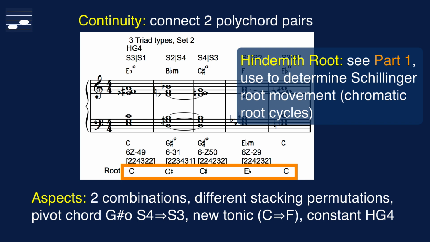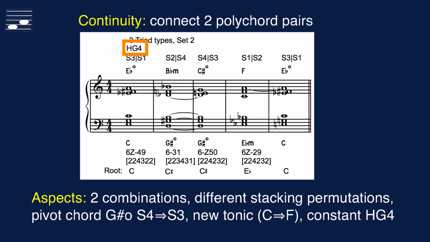From the polychord sequence root movement I infer Schillinger chromatic root cycle numbers. This tells me something about the cadential character of a continuity, which is almost absent in this example, except for the descending minor third E flat to C at the end. All chord structures are in Hg4, so this is a constant high dissonance polychord progression.